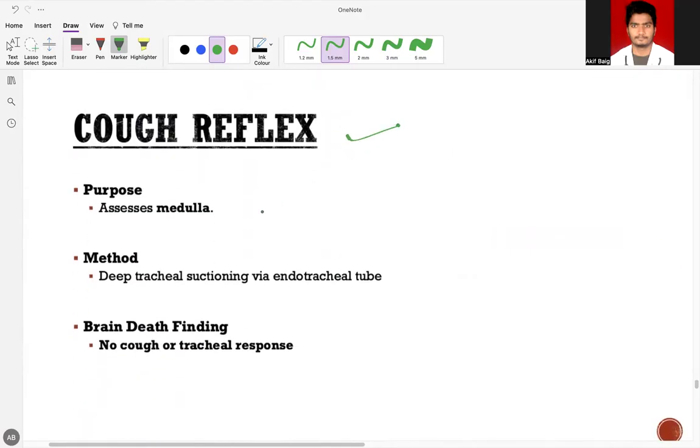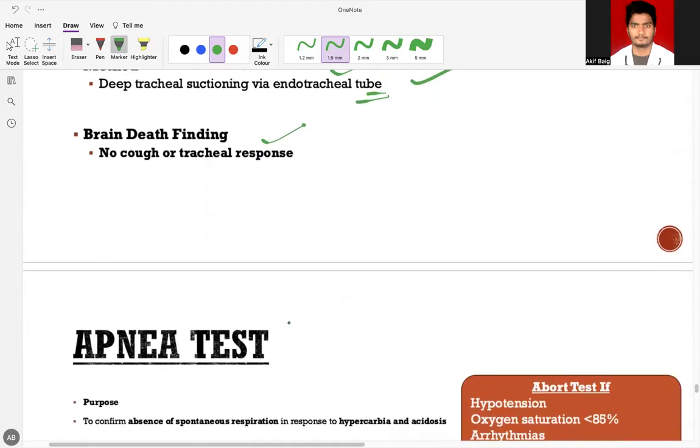Next one is the cough reflex. Again, it assesses the medulla. The patients in whom we are doing a brain dead assessment will usually be on ventilator support, and there will be an endotracheal tube for them. So you can do deep tracheal suctioning, and if the brainstem is intact, the patient should usually cough. If there is no cough present, that means the patient is brain dead.